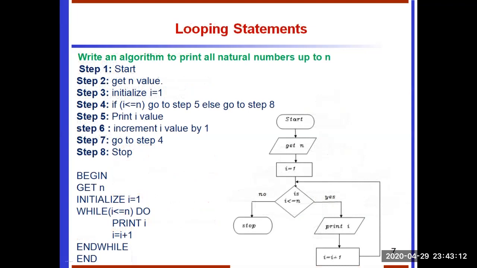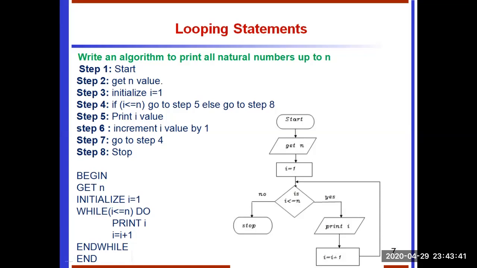Looping statement is sometimes called iteration. Any particular statement or group of statements that must execute multiple times, we go for looping statements. So see the algorithm, flowchart, and pseudocode for printing all natural numbers up to n. Here n means the limit. So 1 to 100, 1 to 1000; 100 and 1000 represent n.